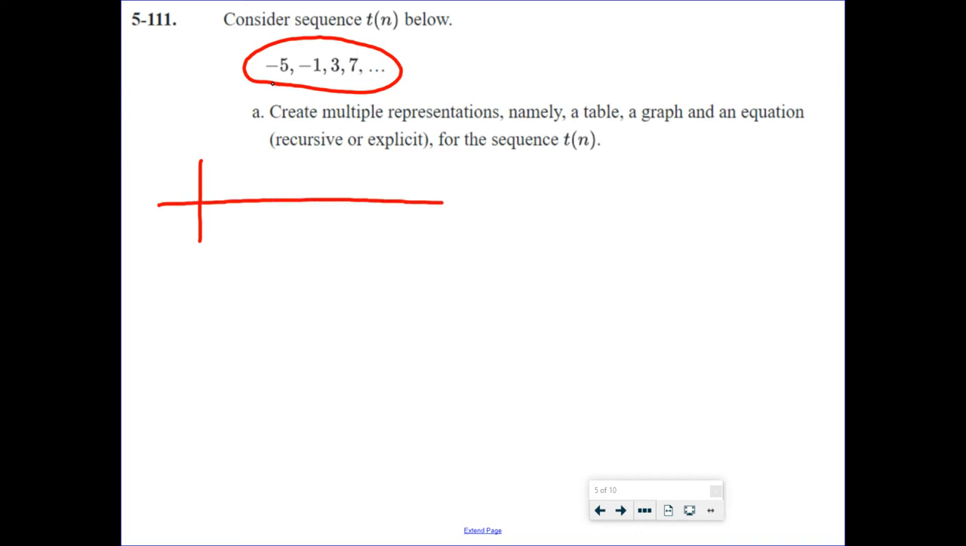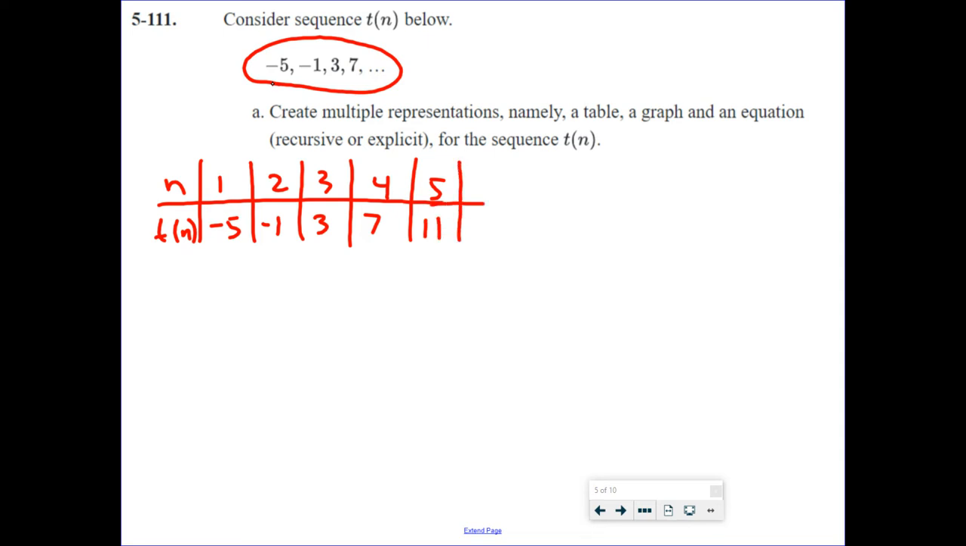The table, let's do the table here together. So the table, this is n and this is t of n. Okay, and I've got 1, 2, 3, 4. Doesn't really tell you how far to go. Let's go to 5. Then I started plugging my values: negative 5, negative 1, 3, 7, and hopefully by now you see the pattern. What's the pattern? You're adding 4 every time. So the last number here would be 11. If you want one more, 6, it would be 15.